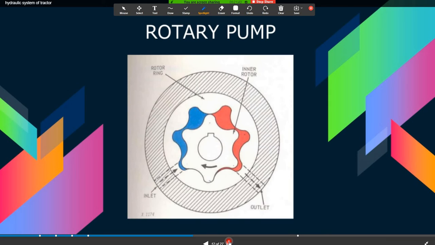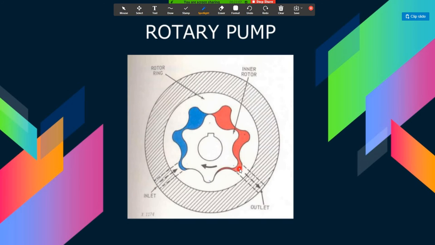Another is the rotary pump, dear students, that is the rotary vane pump. The vane pumps consist of a rotor disc having a number of slots, onto which it fits sliding blades or vanes, and the rotor turns in a casing which is eccentric to the driving shaft.